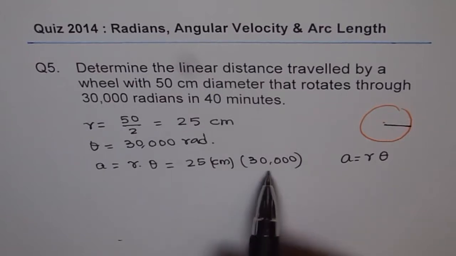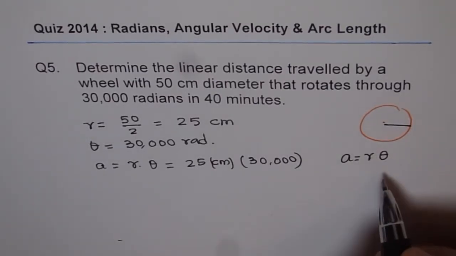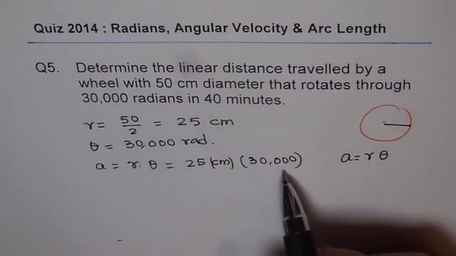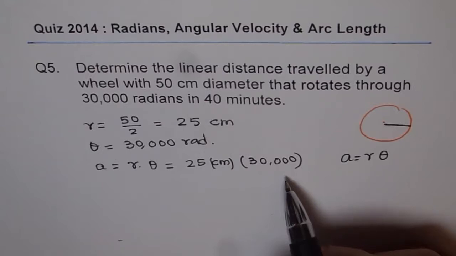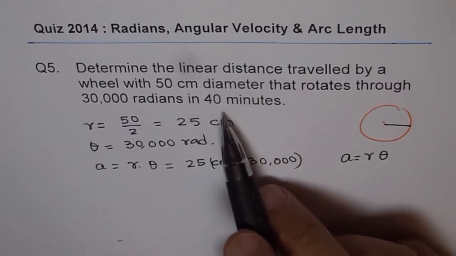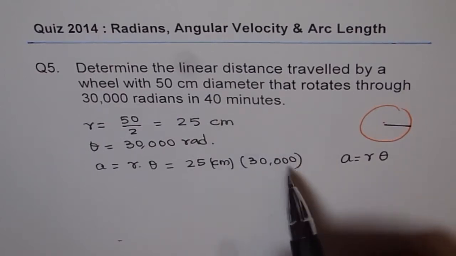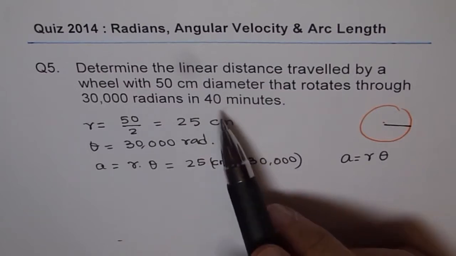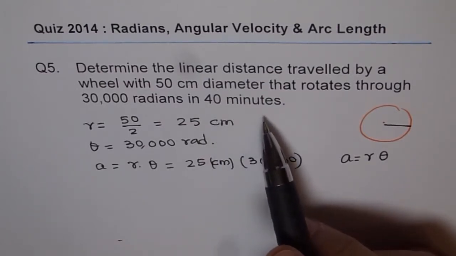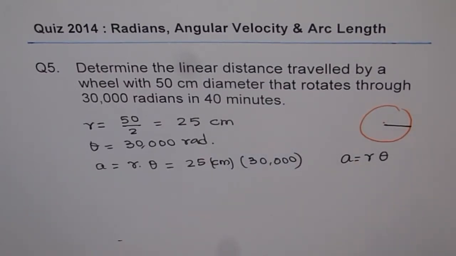So you could write this answer in centimeters, but that is a very huge unit, right? So we get a very big number. So it is better to convert this into units like kilometer in such cases, correct? I found some of my students got confused with 40 minutes and were trying to adjust 40 minutes some way or the other. That is a mistake, and don't try to do that. That is extra value given to you, which really doesn't help to find the arc length, okay? So don't get confused with that.